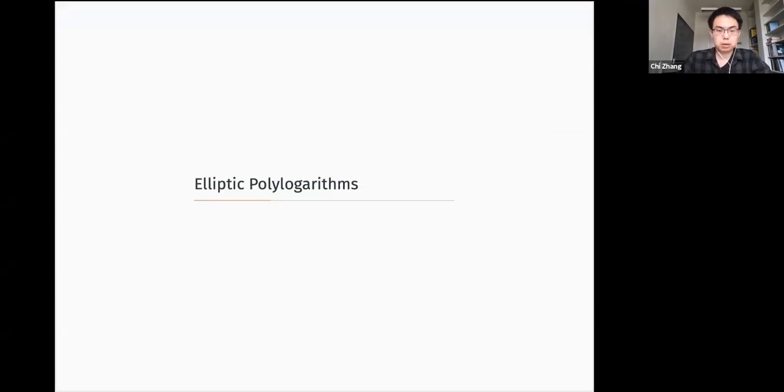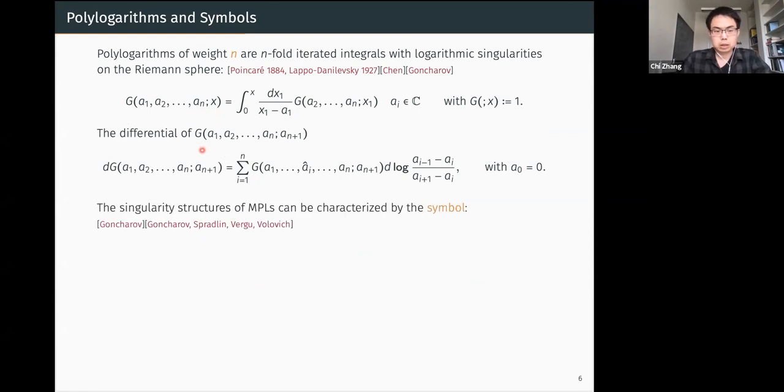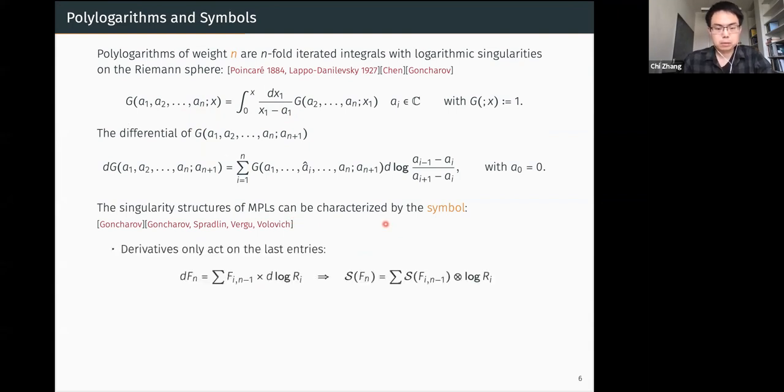So let me start with polylogs. The polylogarithm is an iterative function defined on the punctured sphere, with this d log one-form as the integration kernel. And for each polylog, we can define its weight by the number of integrations. And due to Goncharov, each polylog can be mapped to a tensor product. That's the symbol. And the symbol map can be defined by using the differential formula of the polylog. So the total differential of a polylog is given by a sum of polylogs of lower weight multiplied with some d log. So the symbol can be recursively defined by replacing this product with a tensor product.